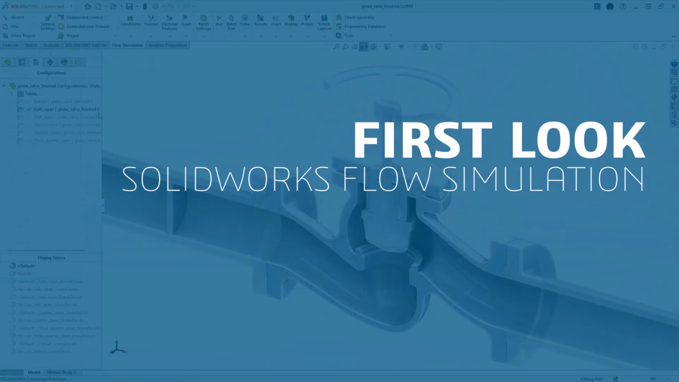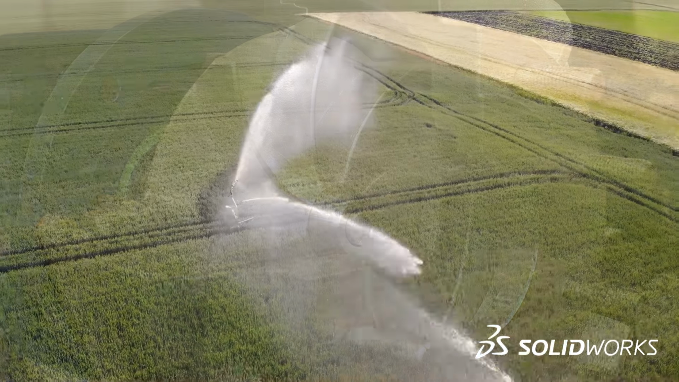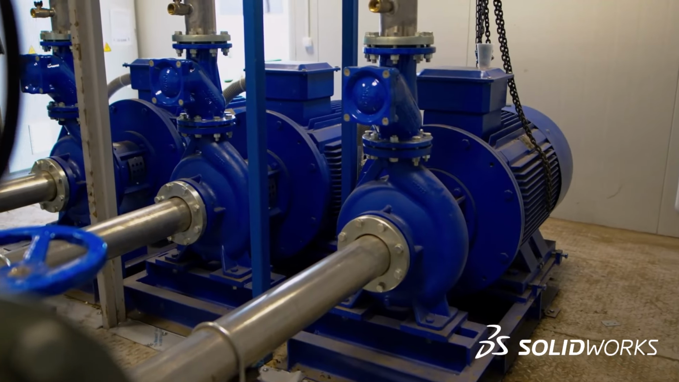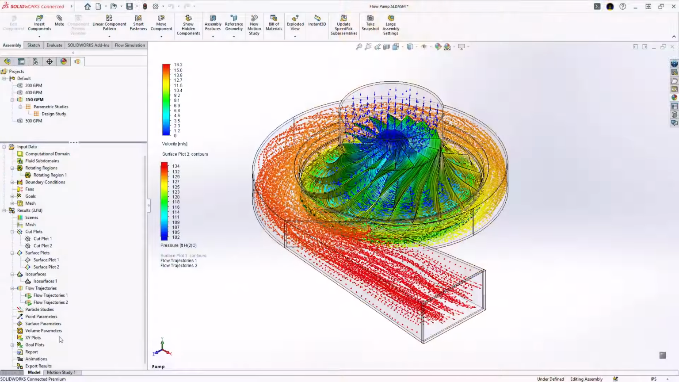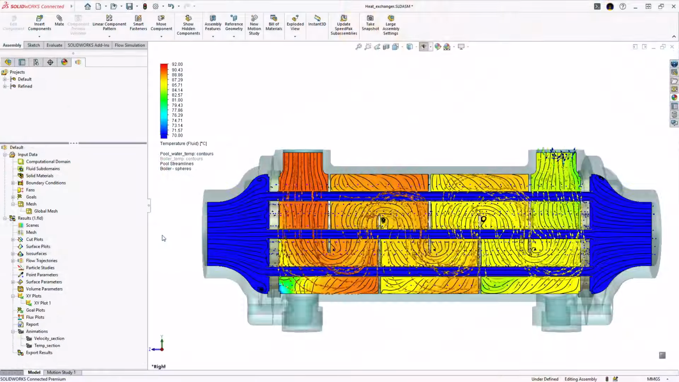Your SOLIDWORKS designs aren't just about structure, they're about performance in the real world. Air, fluid, and thermal forces are always in motion, and if you don't account for them early, they can ruin even the best designs. How do you predict product behavior before a single prototype is built?